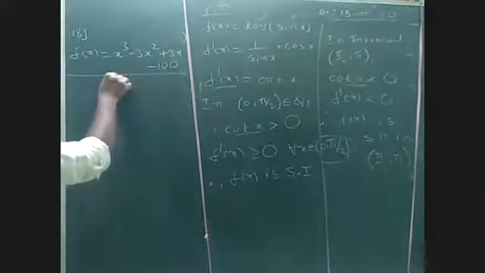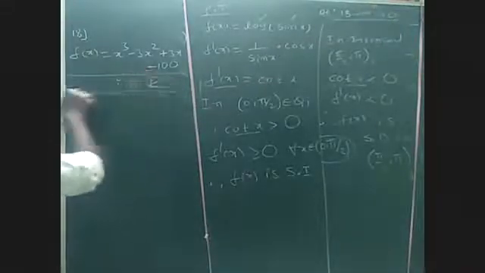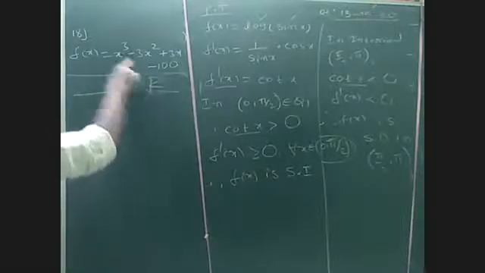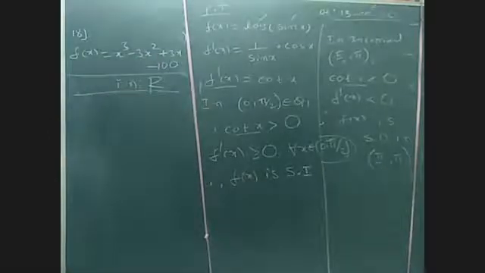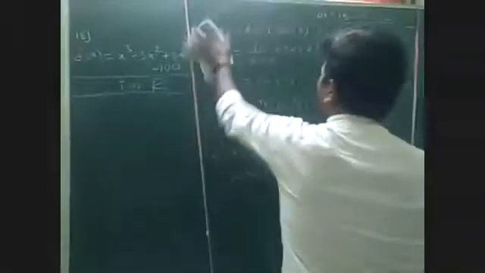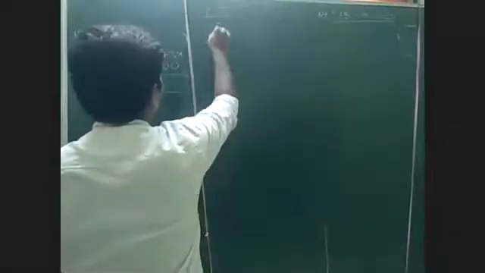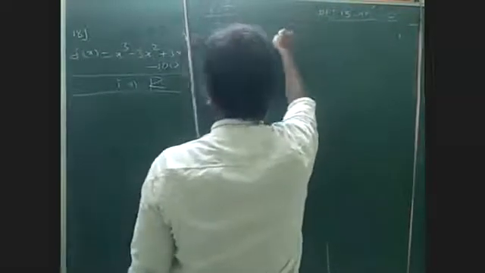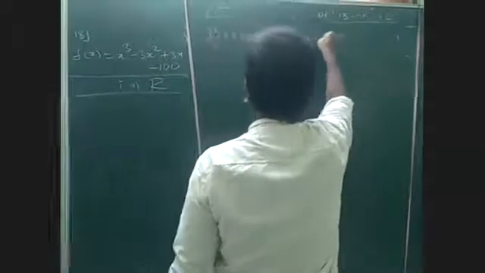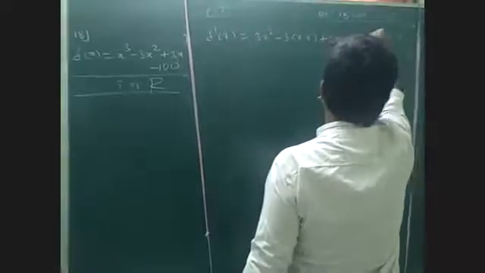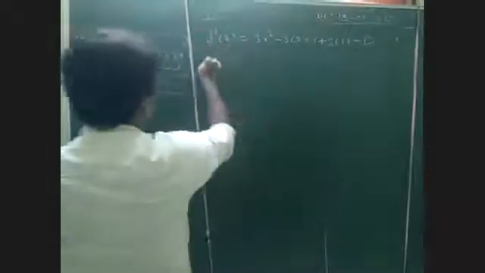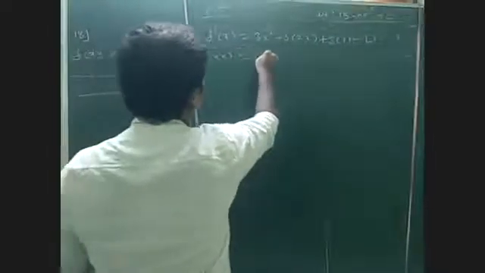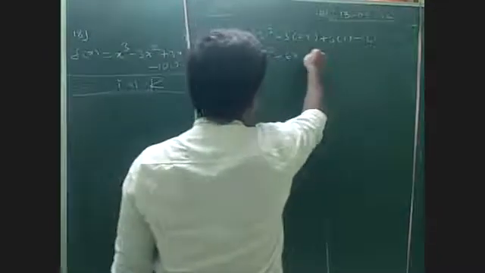So, for every real number, we can prove that it is an increasing function. Okay, differentiate. f dash of x is equal to 3x square minus 3 into 2x plus 3 into 1 minus 0. So f dash of x, we got 3x square minus 6x plus 3.